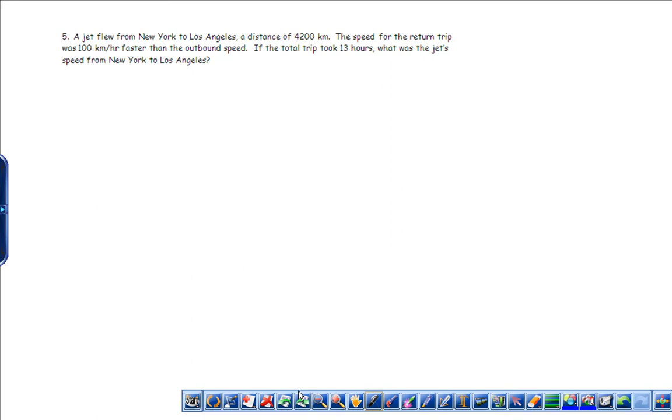Okay, looking at number 5, it says a jet flew from New York to Los Angeles with a distance of 4,200 kilometers. The speed for the return trip was 100 kilometers faster. So going from New York to Los Angeles, we could say was X. And going back, just say X plus 100.